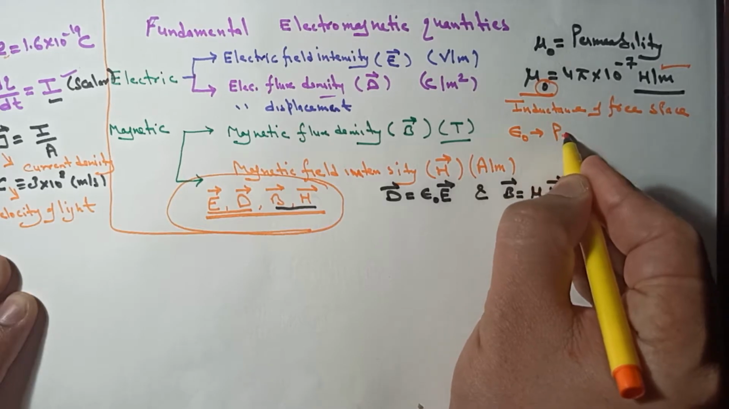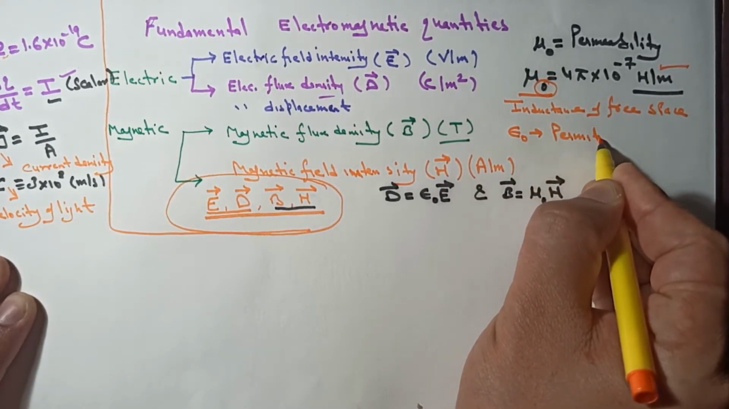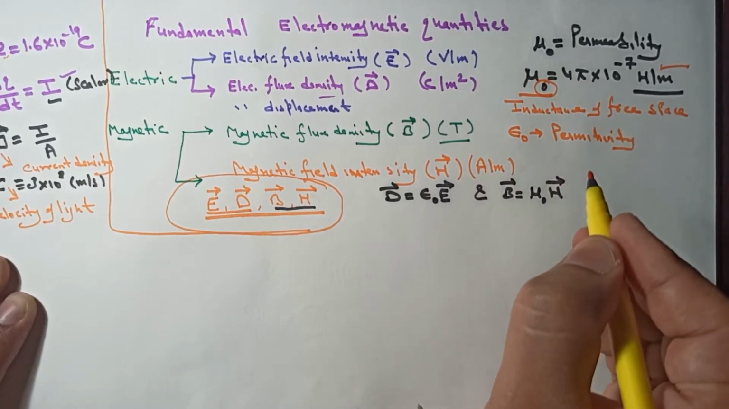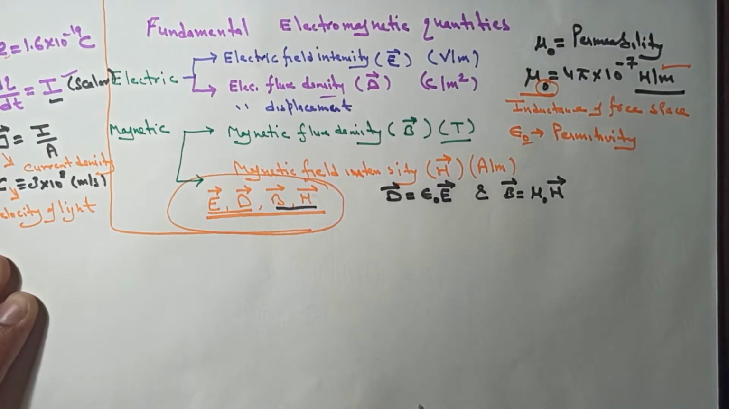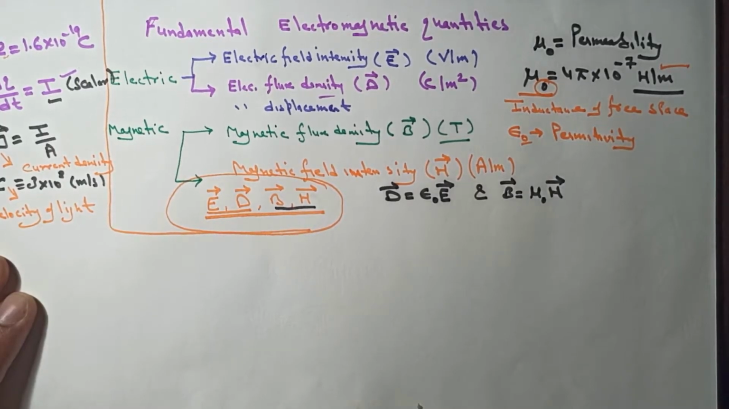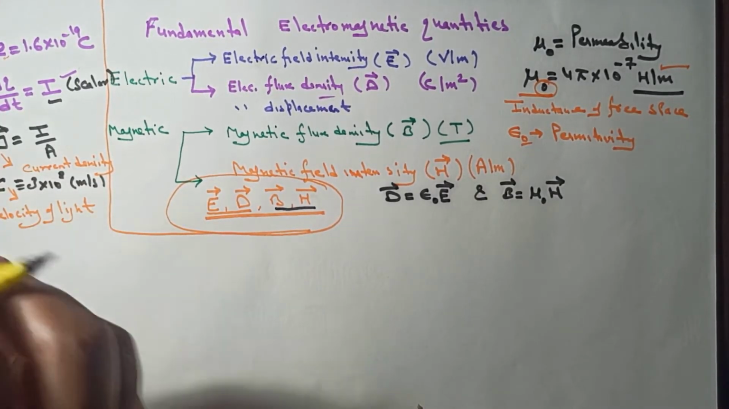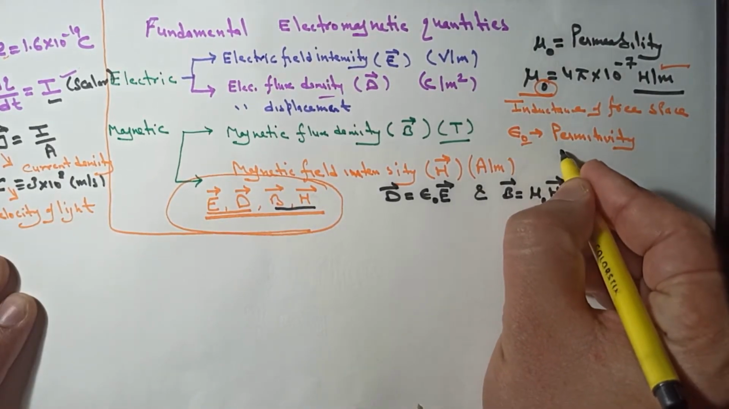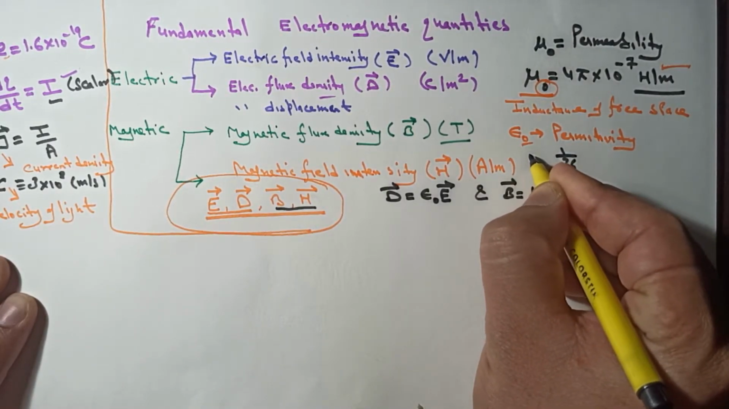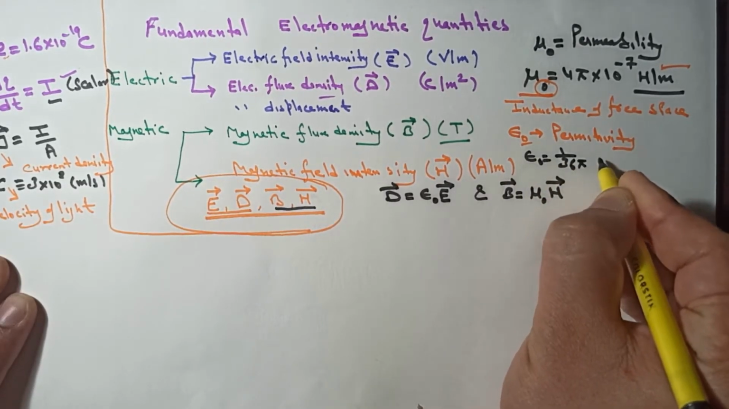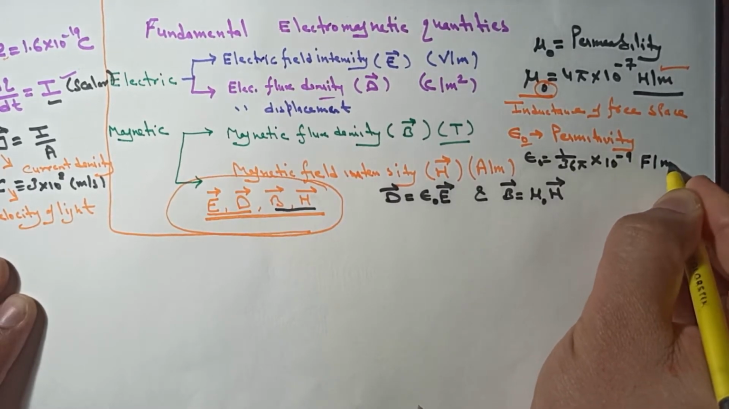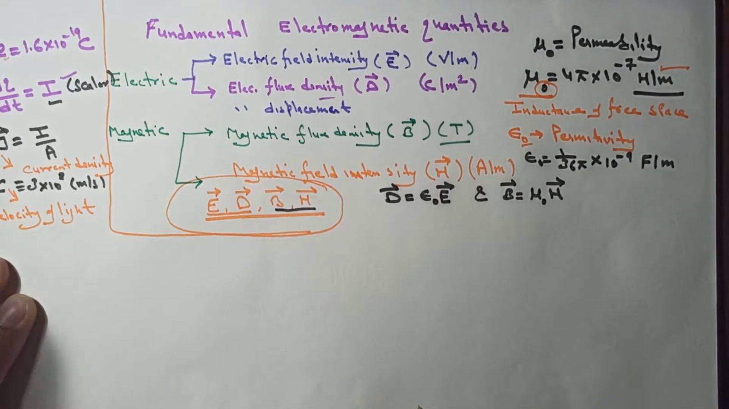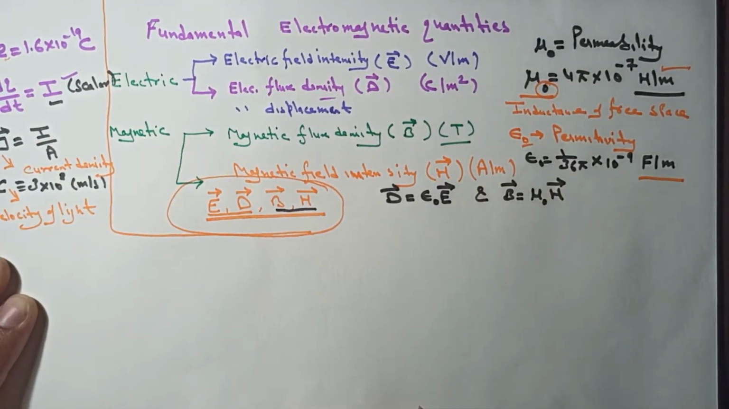What is this? This is the permittivity of the free space, because this is epsilon naught. If there is epsilon, then that would be a simple permittivity, but here epsilon naught is there, so it is the permittivity of the free space. And what is its value? Epsilon naught is equal to 1 upon 36 pi into 10 power minus 9. And what are the units? Farad per meter.